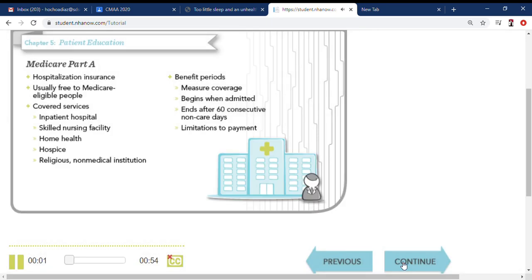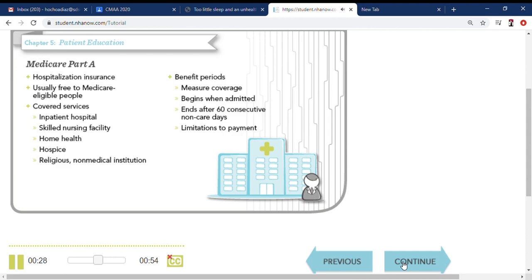The first part of Medicare is Medicare Part A. Medicare Part A provides hospitalization insurance. It's generally free of charge to individuals eligible for the Medicare benefit. Healthcare services covered include inpatient hospital care, skilled nursing facility care, home health care, hospice care, and inpatient care in a religious non-medical healthcare institution.